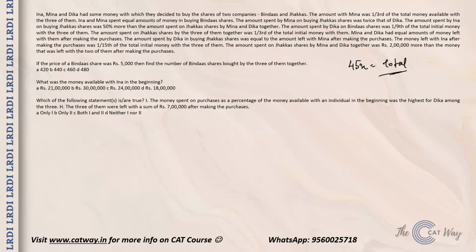Okay. So Meena and Dika had equal amount of money. So let's make a table also, है ना? That would help us in writing things clearly, and we would not get confused, because it's very confusing as far as I can see it.